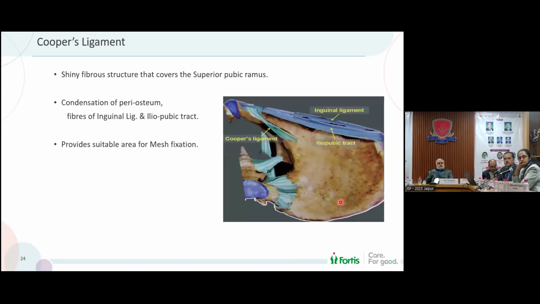Cooper's ligament is a shiny fibrous structure that covers the superior pubic ramus. This is the structure we should see first when we go into the medial space while dissecting for laparoscopic hernia repair. That is the space of Retzius, the supravesical space, what we call the lighthouse or the White House of hernia surgery. It's a condensation of periosteum, fibers of the inguinal ligament, and iliopubic tract. It's a tough, shiny structure that provides a suitable area for mesh fixation also.